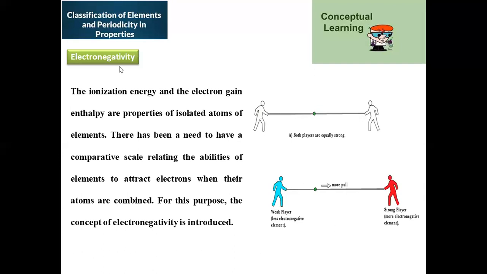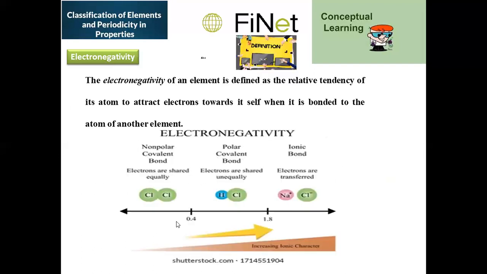So based on electronegativity, this is a criterion in order to measure the nature of the bond formed between the atoms. This is a comparative study. When more than one element is there, only then can you assign the property called electronegativity. For this purpose, the concept of electronegativity is introduced.